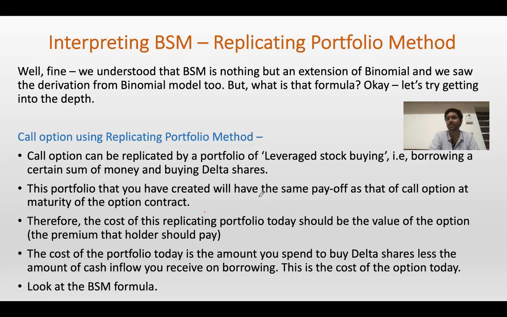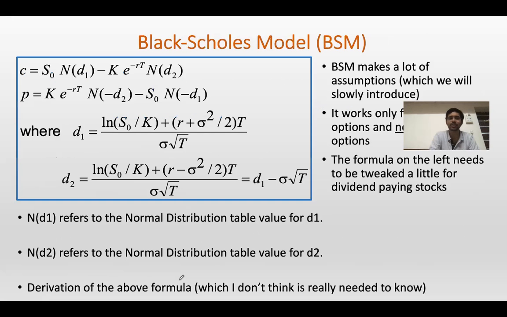What we are essentially trying to say is the cost of the replicating portfolio should be equal to the value of the option, and the replicating portfolio is defined as leveraged stock buying for a call option. Now if you look at the Black-Scholes formula, it has S0 into N(d1), which means buying delta shares. The minus over here refers to shorting N(d2) units of zero coupon bonds whose face value is the exercise price. Shorting basically refers to borrowing. When you buy, you're lending. When you're shorting, you're borrowing money.